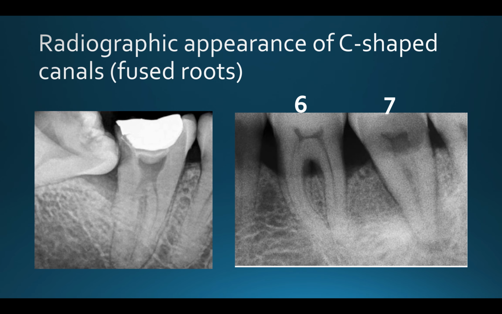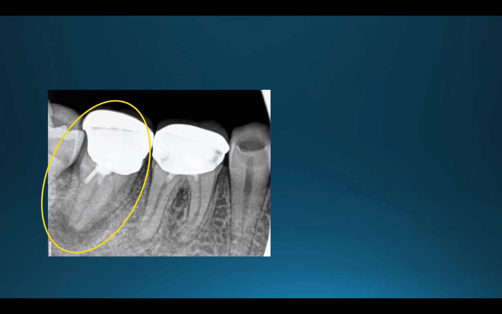And this is how it looks like on radiographs. Compare the tooth number 6, the first molar, to tooth number 7. You can clearly see the bifurcation in the first molar. However, you can see the roots are fused in the 7, and we usually suspect or expect fused canals or C-shaped canals in these cases when we have fused roots in mandibular second molars.